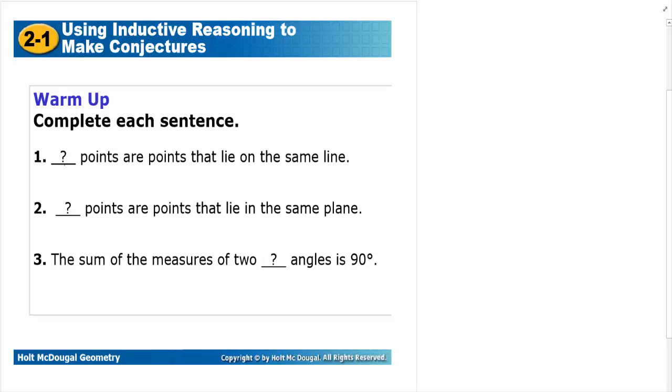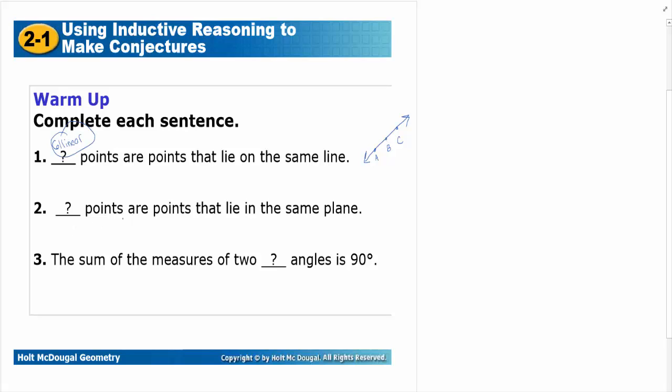And again, you can go ahead and pause this and write this down and kind of complete this yourself, and just double check your answers as we go through them. Okay, so number 1, it says blank points are points that lie on the same line. Just to give you a quick reminder here, we got a line, and these are points that lie on that line. And there is a name for that. That name for that is collinear. So number 1 is collinear.